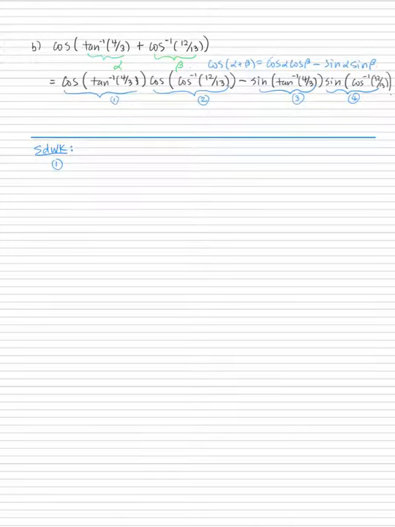Okay, let's take a look at the first one. So I'm going to start off, let theta be tan inverse of 4/3. So that means tan of theta is 4/3, and theta is between negative pi over 2 to pi over 2. Picture time.